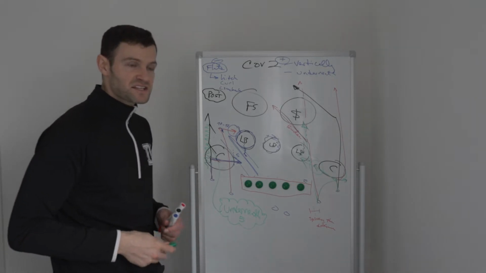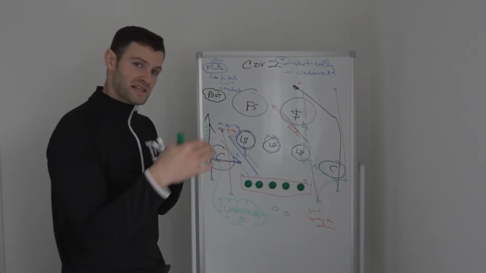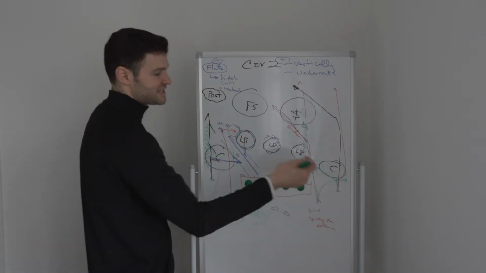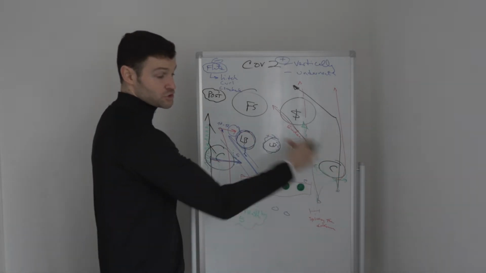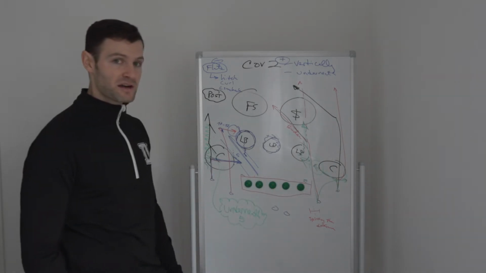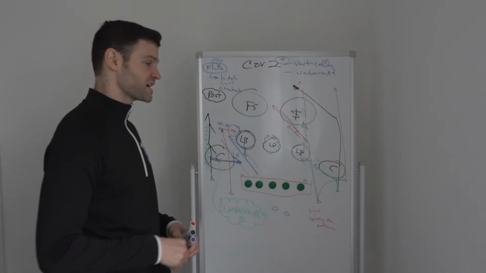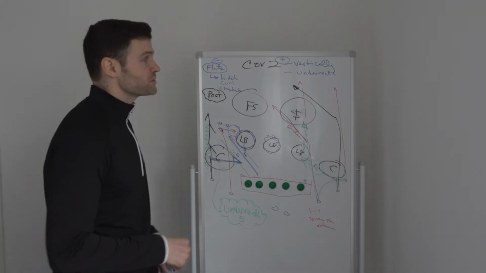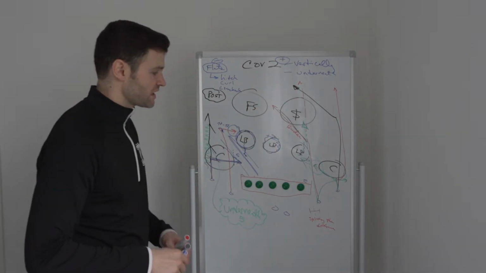It's not a slant. It's the concept. Slant flat, right? Slant seam. Two slants, all right, two slants or a seam and a slant are going to be a lot better than a slant with a curl against cover two. Okay, so you can attack both vertically and underneath in cover two.